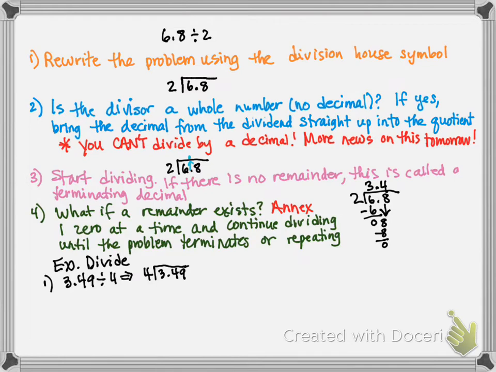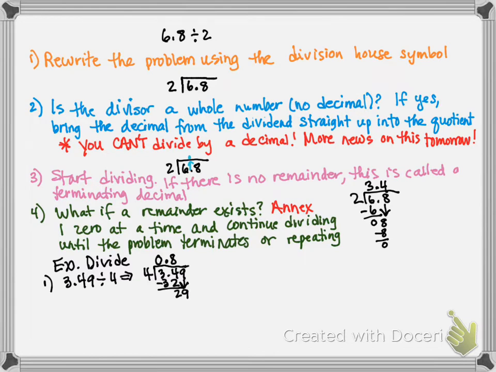I do not see a decimal in my divisor, so I'm going to bring the decimal point straight up. Now 4 can't go into 3, so I'm going to put a 0 there saying it can't go in. 4 goes into 34 8 times, which is 32. We have a difference of 2. And then we bring down the 9.